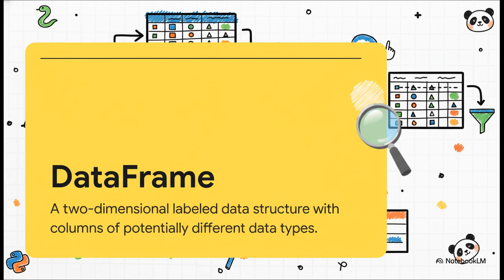Again, let's just forget the technical jargon. Just picture a super smart spreadsheet that lives right inside your Python code. It's got rows, it's got columns, and this is crucial, it can hold all different kinds of data, like text, numbers, dates, all neatly organized in one place.